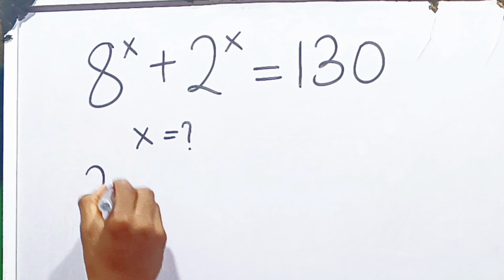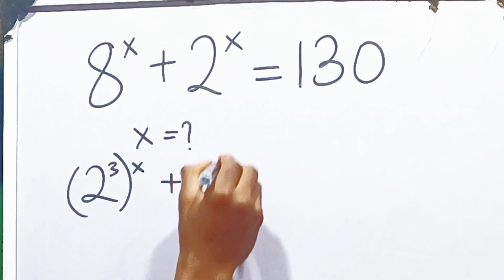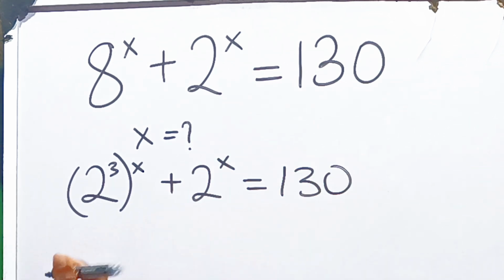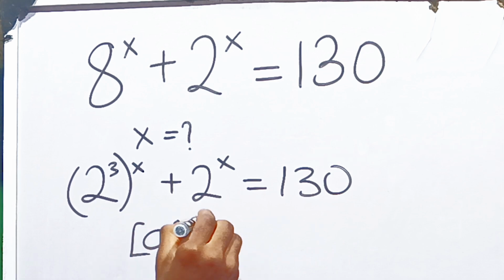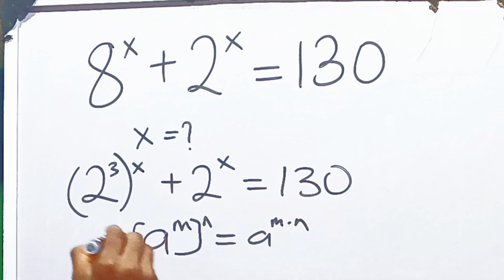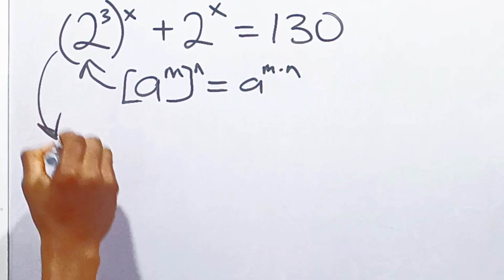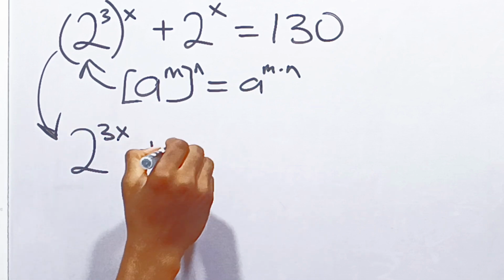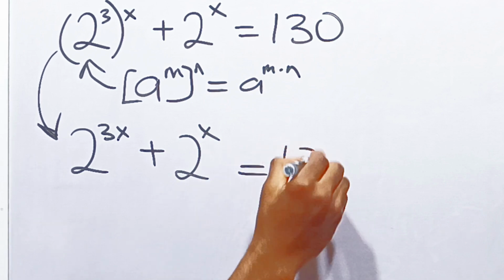So we can have that this is 2 cubed raised to the power of x plus 2 to the power of x is equal to 130. Okay? Now at this point, we can say that when you have a to the power of m raised to the power of n, it's equal to a to the power of m multiplied by n. Applying this law here, this becomes 2 to the power of 3 times x, which is 3x, plus 2 to the power of x is equal to 130.